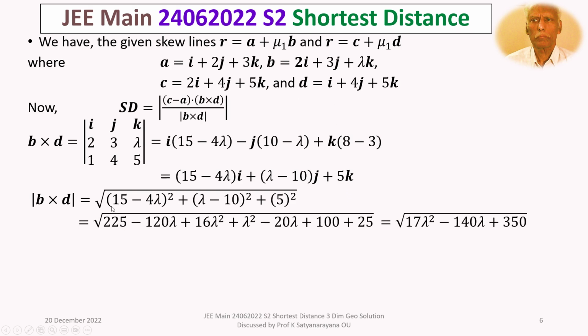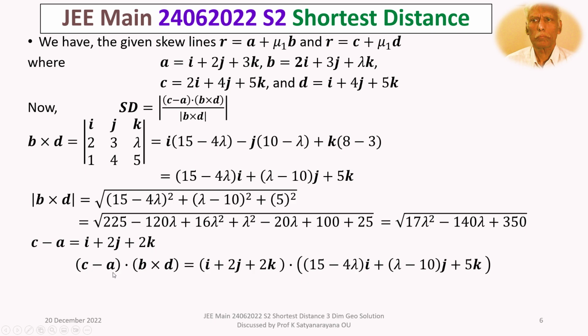And now this is expanded and simplified. We get the square root of 17 lambda square minus 140 lambda plus 350. And C we know, A we know, C minus A is 2i minus i plus 4j minus 2j plus 5k minus 3k, that is i plus 2j plus 2k. And C minus A vector dot B cross D above, that is (15 minus 4 lambda) i plus (lambda minus 10) j plus 5k. So take the dot product, then simplify. We get 5 minus 2 lambda.